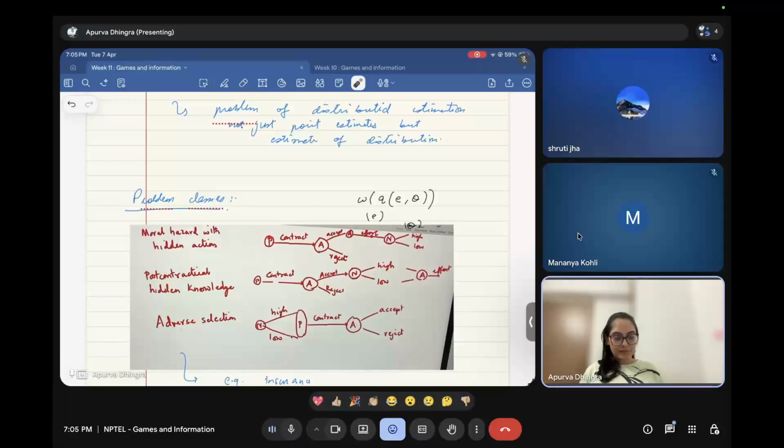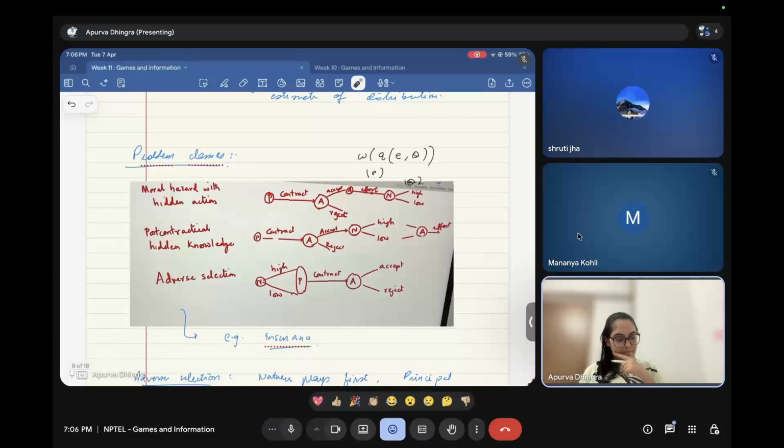There is a third scenario possible. In that third scenario, it starts out with nature itself. Nature gives one of the two cases, but the principal cannot distinguish between what is the realization. Nevertheless, he makes a contract. The agent goes further with the contract.